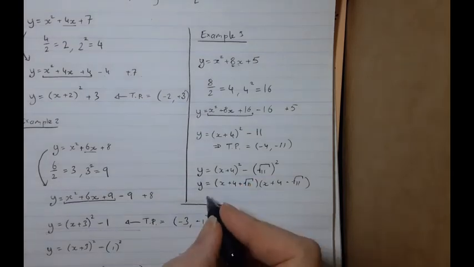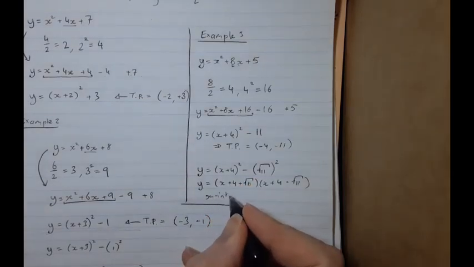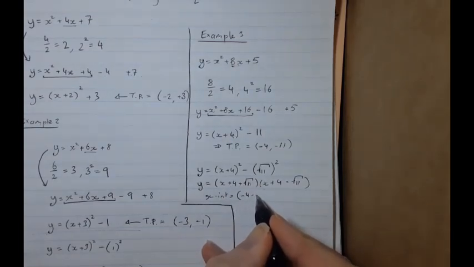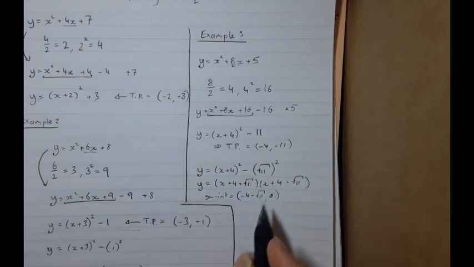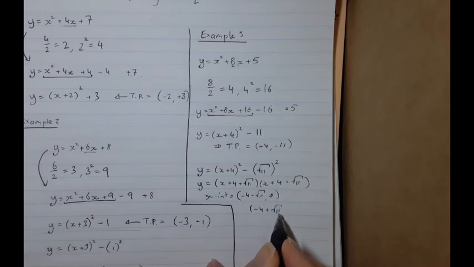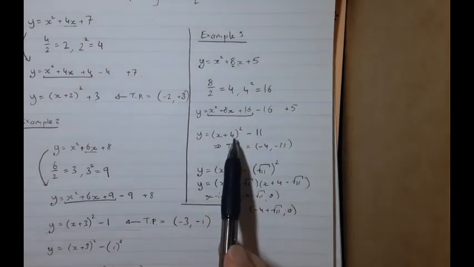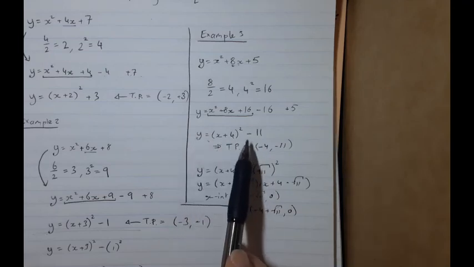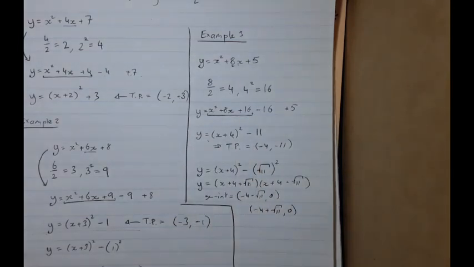And I'll just give the x-intercepts from this. X-intercepts are equal to, now we want to find the minus signs of all these. So minus 4 minus square root 11, comma 0, and minus 4 plus square root 11, comma 0. And there are two x-intercepts. But again, as soon as I've gotten to this point here where I can find my turning point, I've finished completing the square.